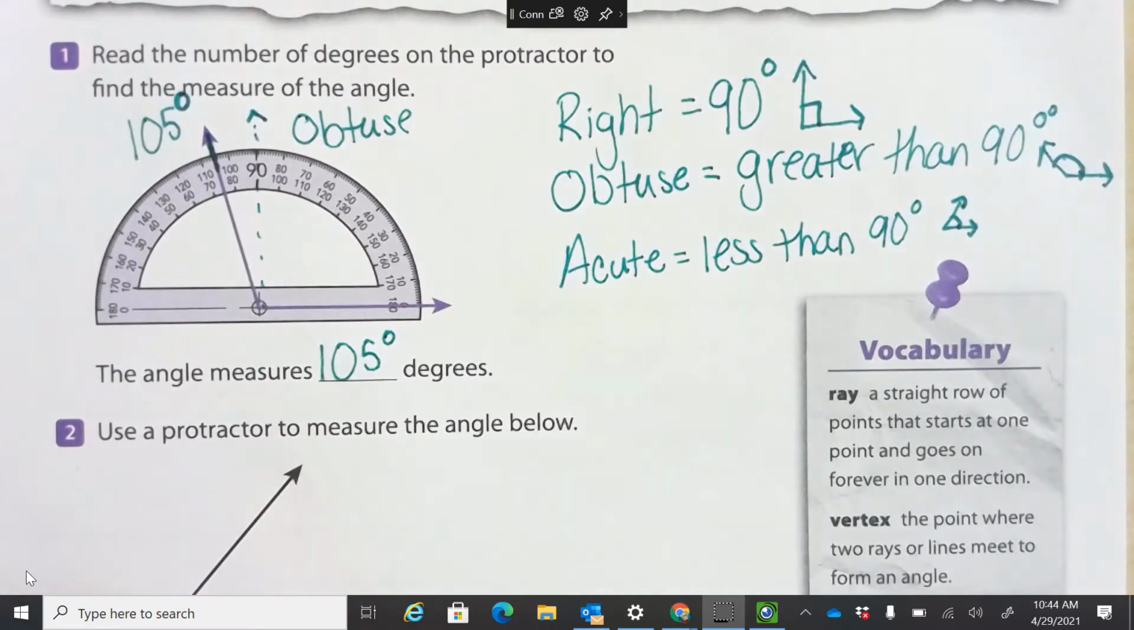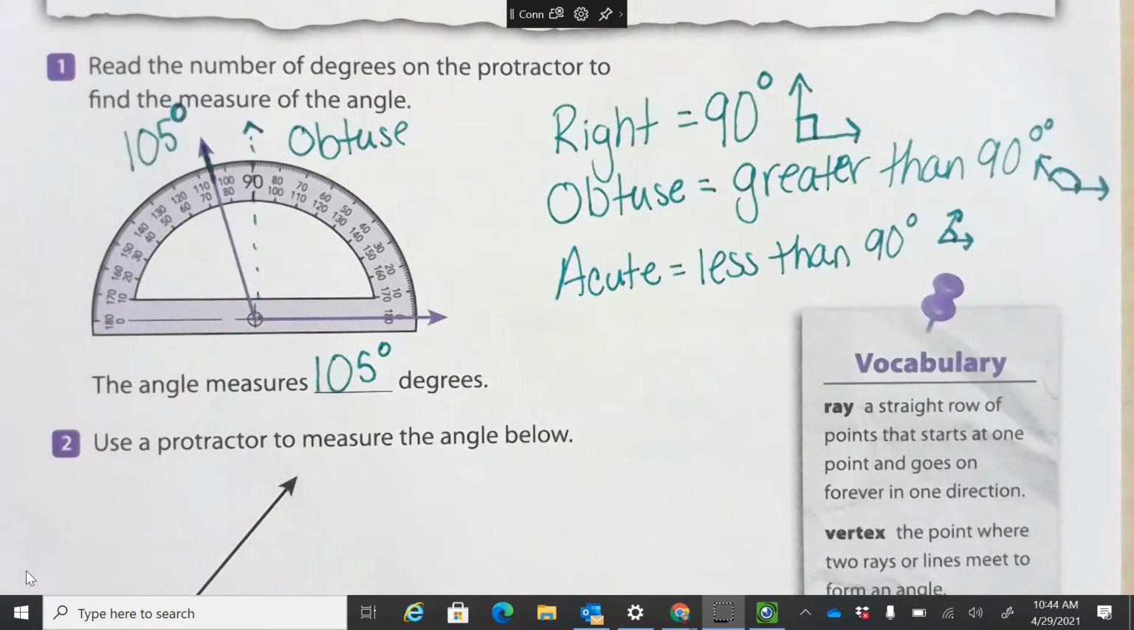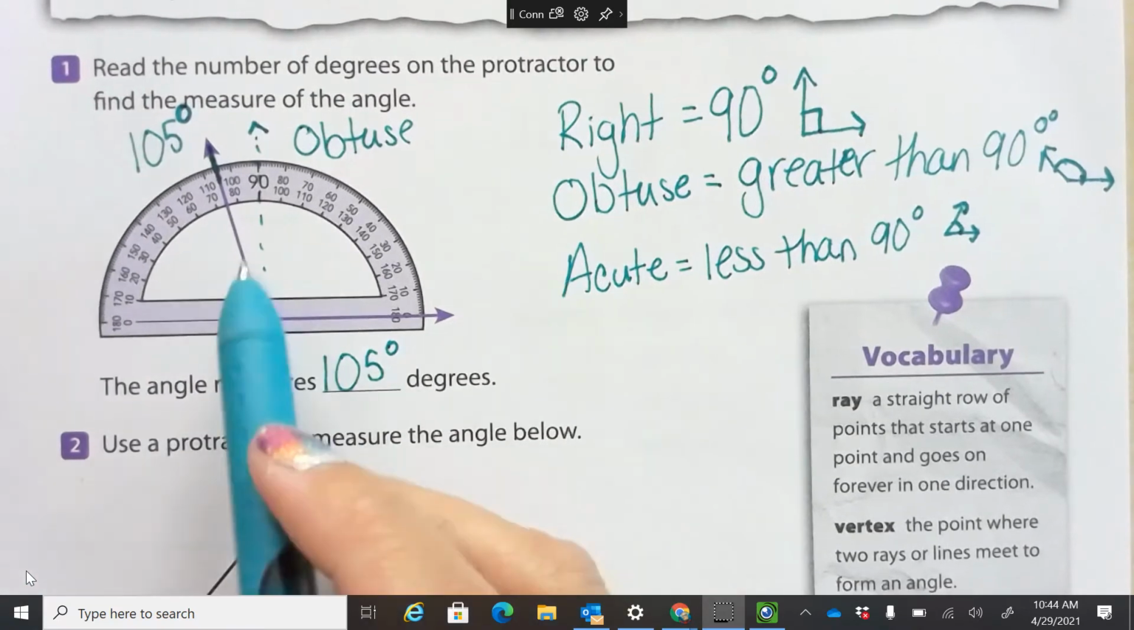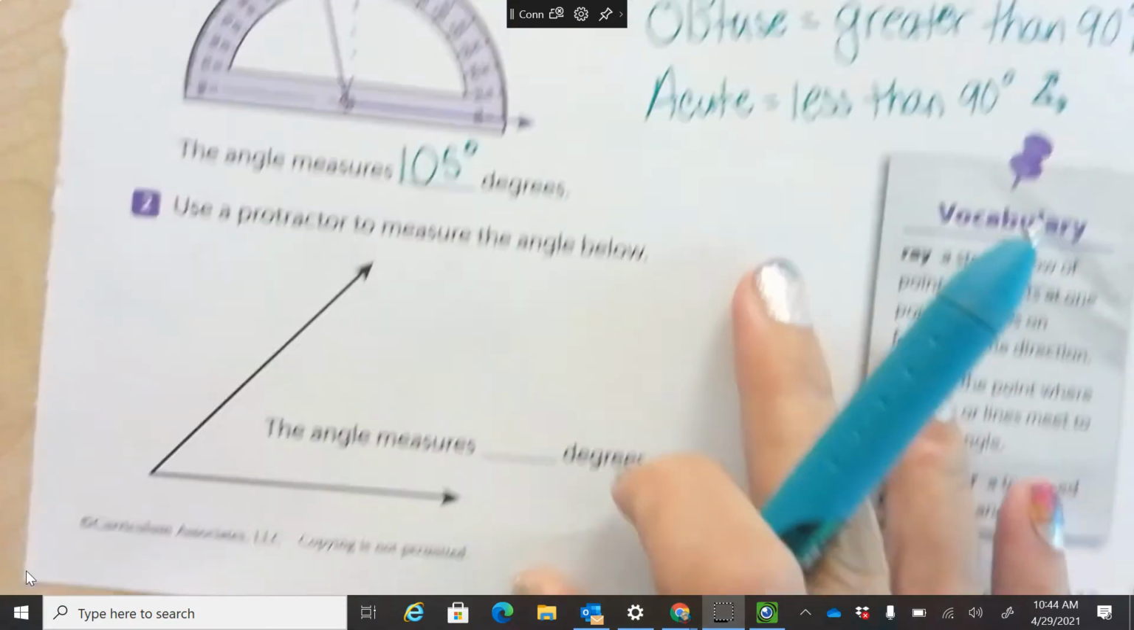Are we going to be able to use the protractors? I will tell you a secret. On FSA, they will not give you a question where you have to use a physical protractor, but it might give you a question that looks something like this with a protractor already drawn. Okay? Let's go to number 2.